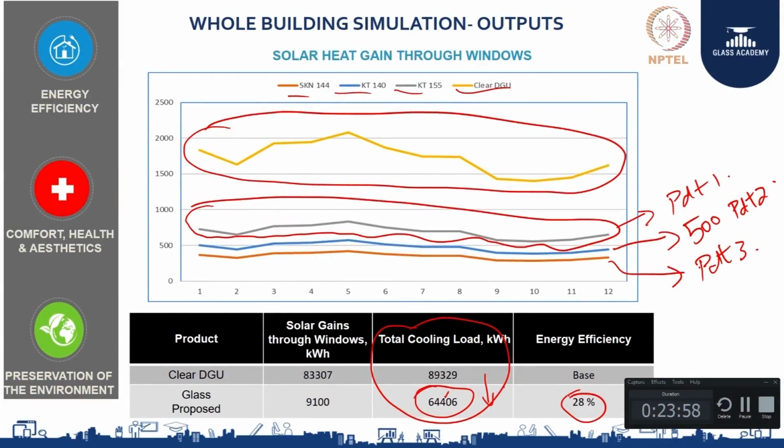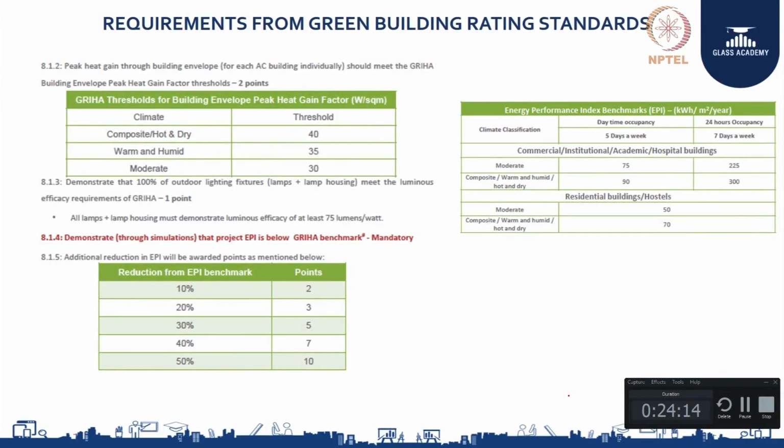So where will all this be useful? So for example, you understood that a particular product is saving so much of energy, a particular product is saving so much of heat gain. So these are some of the outputs that are requirements in a green building. For example, this is a typical requirement from a green building rating standard. So this is from Griha. So you can see that one of the requirements says that your peak heat gain factor in your envelope should be within this, say 40 watts per square meter, 35 watts per square meter or 30 watts per square meter. So this has to be satisfied for getting a point or getting the rating.